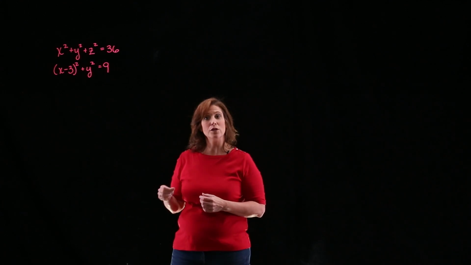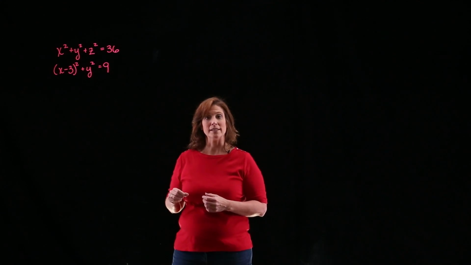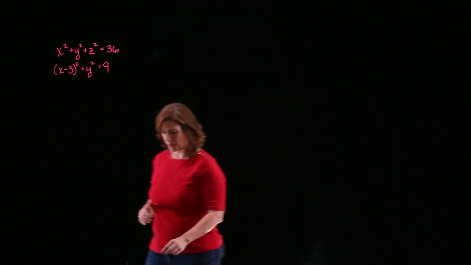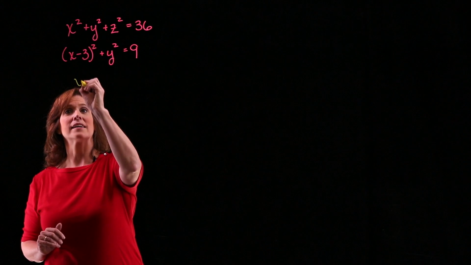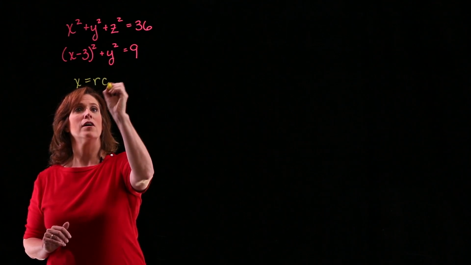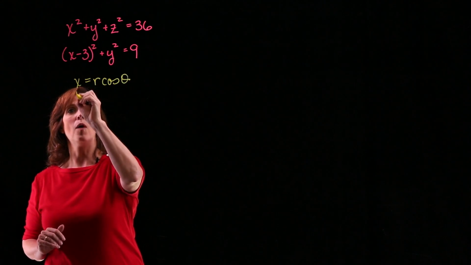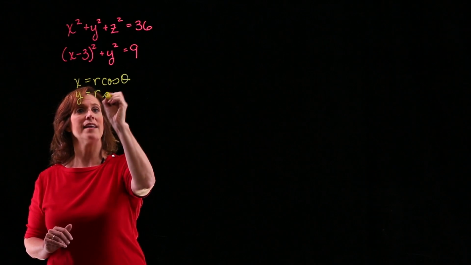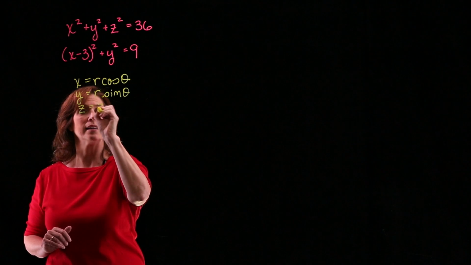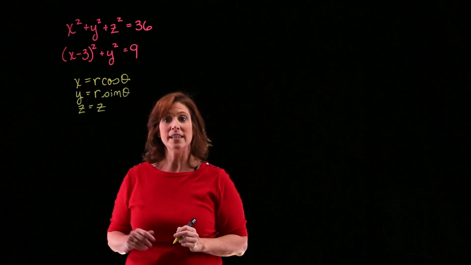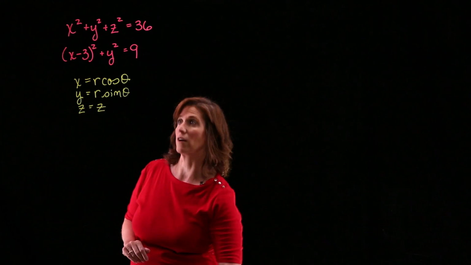Okay, so since we're using cylindrical coordinates, let's make that conversion first of all. Now I know that to convert, x is going to equal r cosine theta, y equals r sine theta, and z is just going to be z. So let's take a look first of all at the sphere.